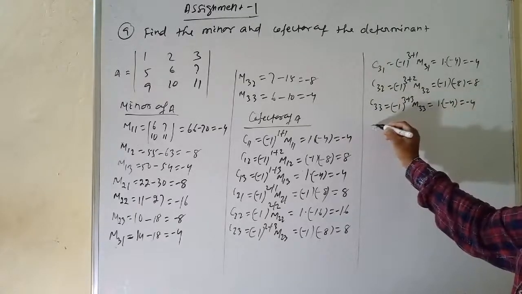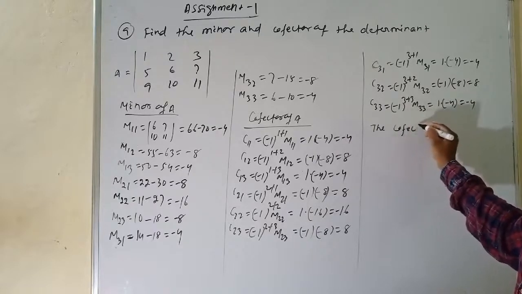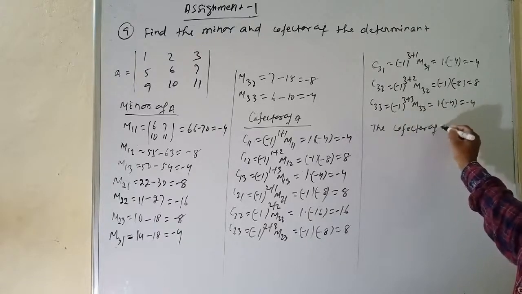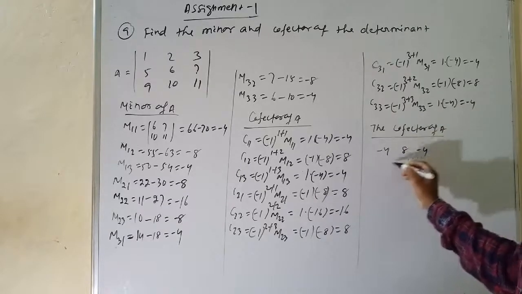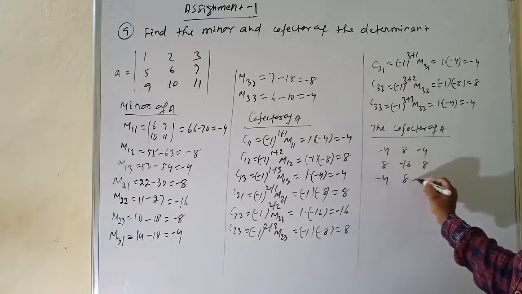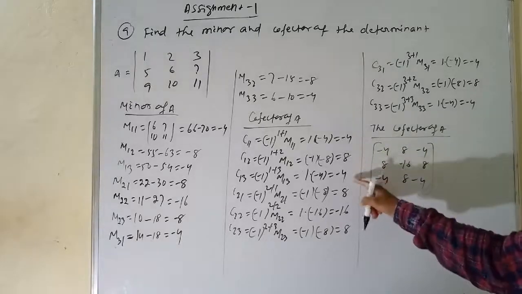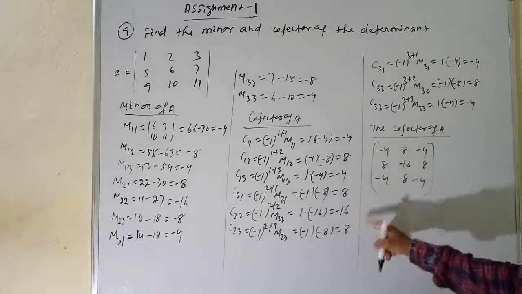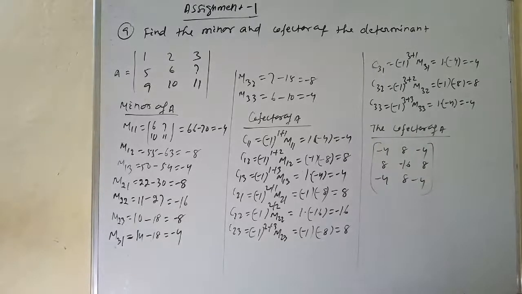Therefore the cofactor of A is: -4, 8, -4; 8, -16, 8; -4, 8, -4. Okay, pause the video, note it down.